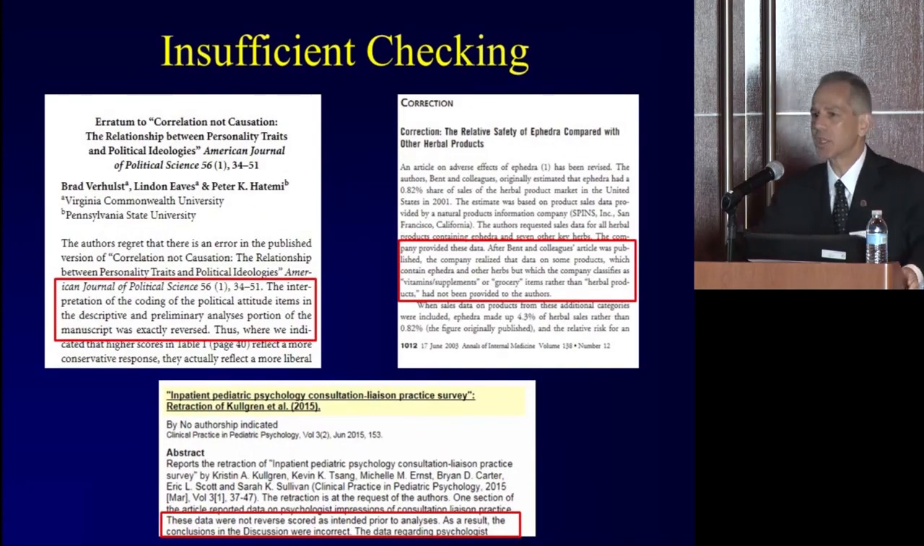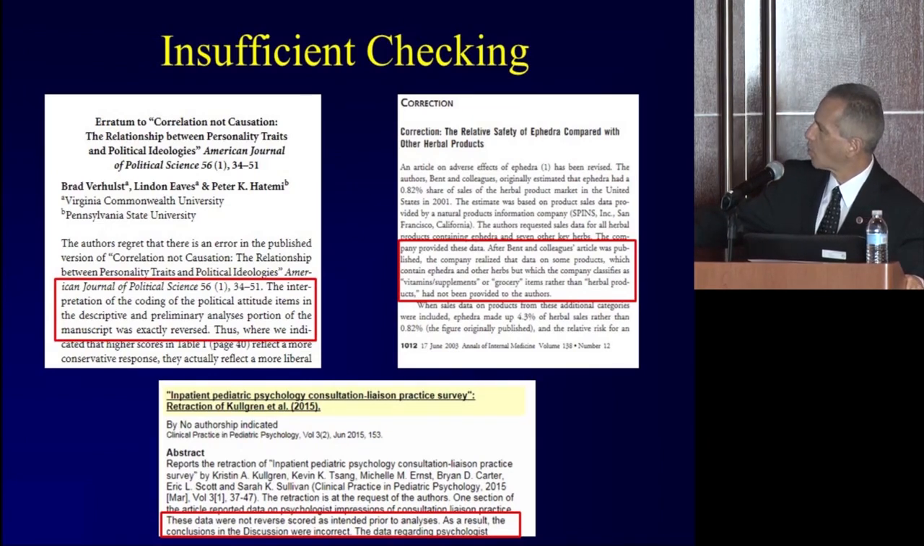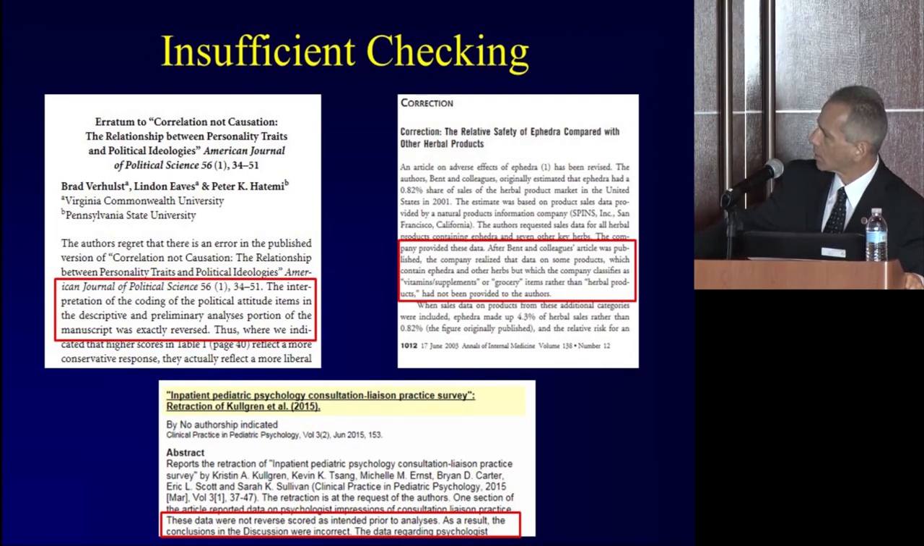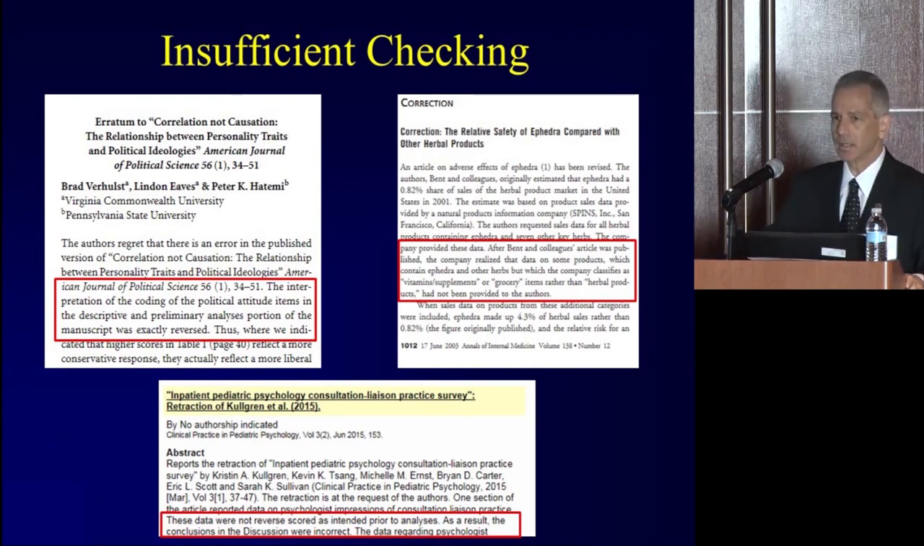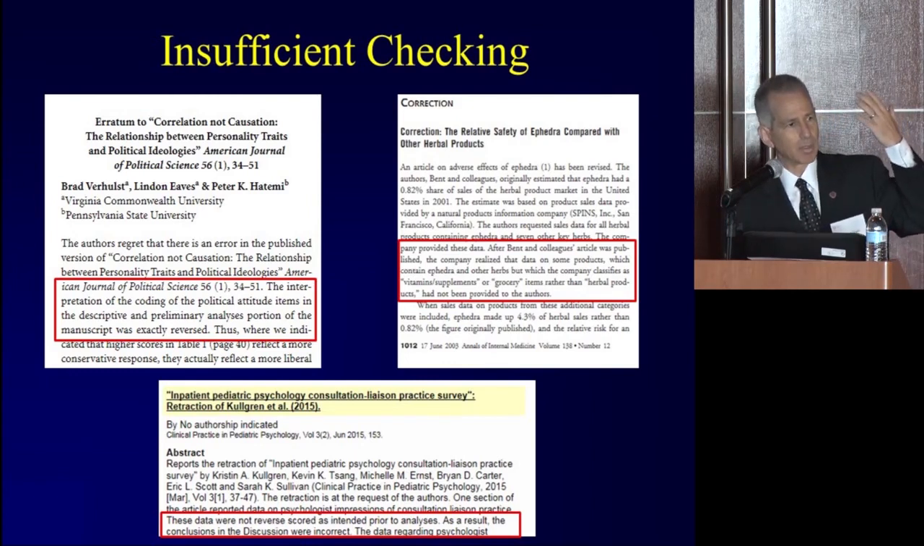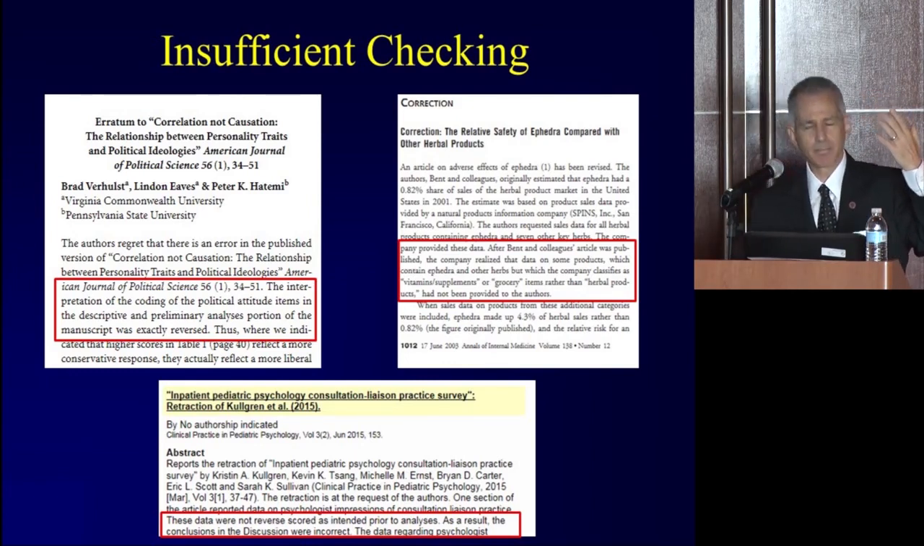All right, insufficient checking, I think, is another problem. These are situations in which people scored things backwards, used the wrong data sets, got opposite conclusions. And I know some of these authors. Some of these are really bright people, and yet they did these. This is the equivalent of a surgeon removing the wrong kidney. Here's another example of someone uploading the wrong data set in an exercise study and analyzing it and then having to retract the paper because they realized they'd analyzed the wrong data set.